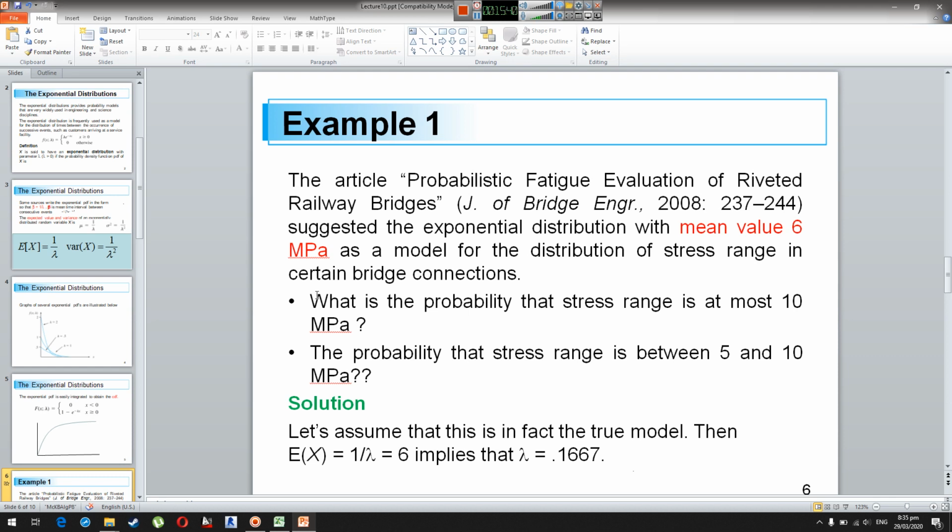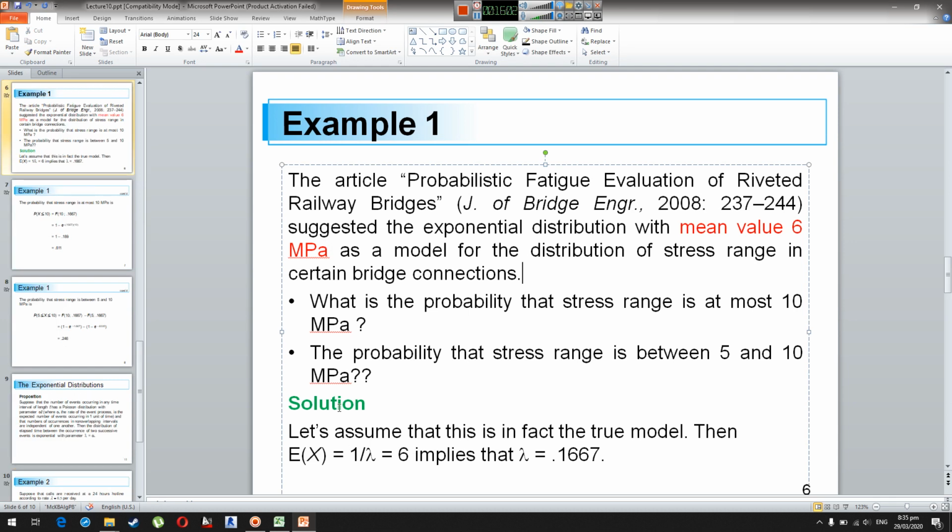If you have a bridge connection and you perform different tests on it to check the distribution of stresses, someone has already done that, maybe the author of this paper, and they found that the values are exponentially distributed with a mean value of 6 megapascal. So we have the expected value here. Let's assume that this is in fact the true model, then the expected value, which is 1 by lambda, is equal to 6. So we have the mean value of the data when you have an exponential distribution. Now from this equation we can take lambda equal to 0.1667. You already have the mean value and you can compute the lambda value from this equation.